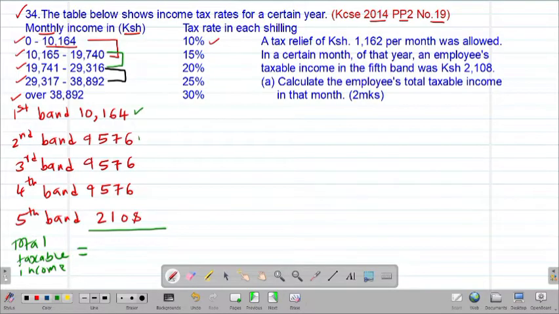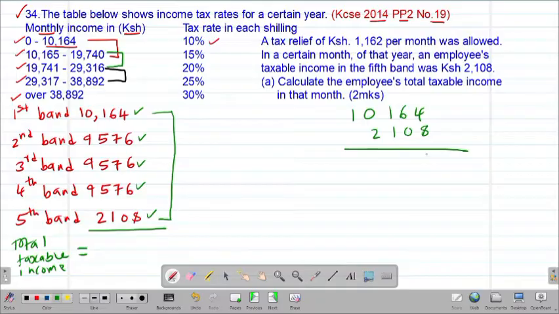Therefore, we'll add this plus this plus this plus this plus this. Therefore, I'm going to add these two first. So I'll take 10,164. Then I'll add 2,108. So this is 8, this is 0, this is 1, this is 2. So this will be 12, carry 1, this is 7, then this is 2, this is 2, then this is 1.